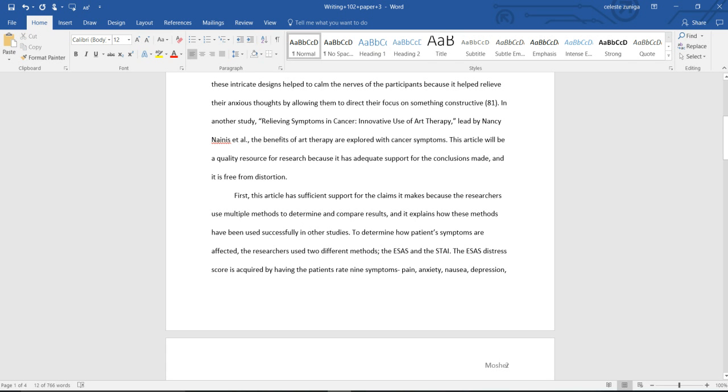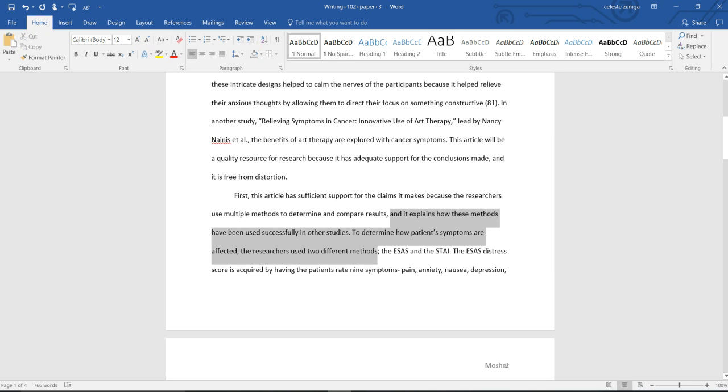For first, this article, now this, she introduced 2. We don't know which one she's talking about necessarily until we start reading some of the stuff. So that's confusing. That could have been clarified. "This article has sufficient support for its claims because the researchers use multiple methods to determine and compare results." So the researchers themselves are supporting the work by using different methods to come up with the same results, and that's giving it more credibility. That's really good. This is deep thinking here.